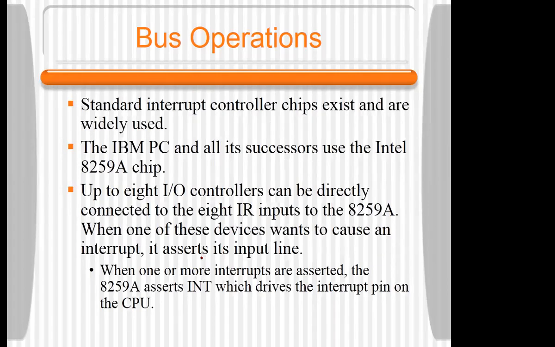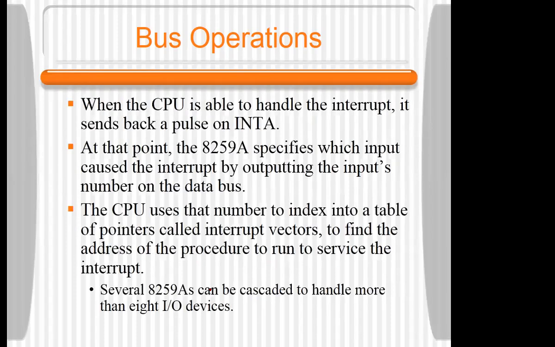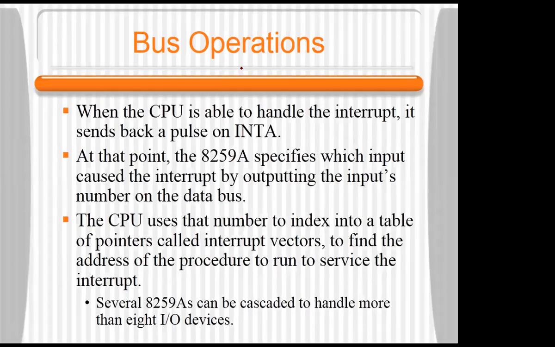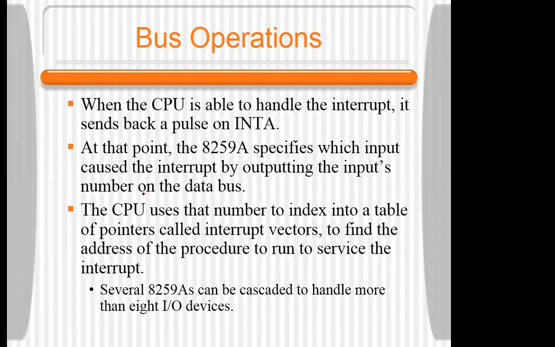So when that happens, it handles the interrupt either by giving or telling the device to wait for its turn so that it can also access the bus. So when the CPU is able to handle the interrupt, it sends back a pulse to the interrupt handling device. At that point, the chip will specify which input caused the interrupt by outputting the input's number on the data bus. Then the CPU will use that number in the index table to point to the interrupt vectors to find the address of the procedure to run to service the interrupt.